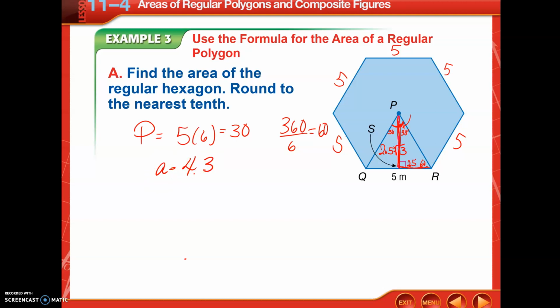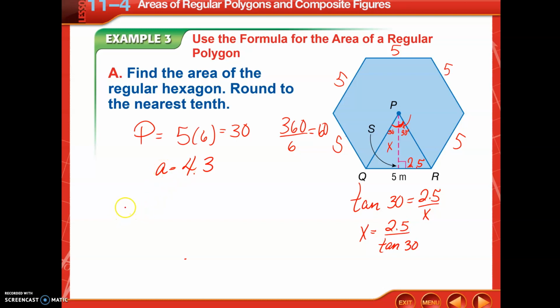And another way you could do that is, let's say I use my 30, 60, 90. Again, I know this is 2.5 and this is 30, and I'm looking for this. So opposite over adjacent is tangent. So tangent 30 equals 2.5 over x. And so x equals 2.5 divided by tangent 30. And that should also give you 4.3.